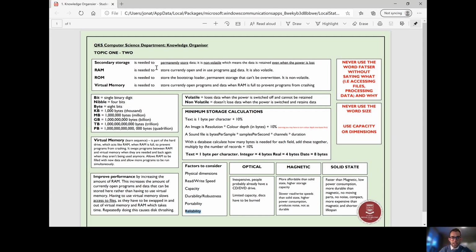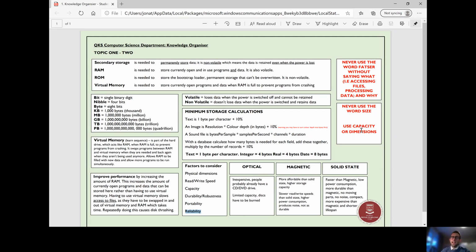So you've got your definition of secondary storage and keywords in there. You've got your definition of non-volatile. You've got your conversions and bits and bytes there. You've got the things you need to consider when you're purchasing secondary storage there. We know that we never use the word size. We need to use the word capacity or dimensions.